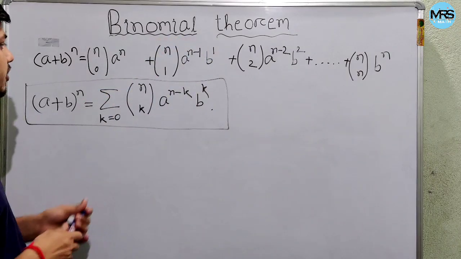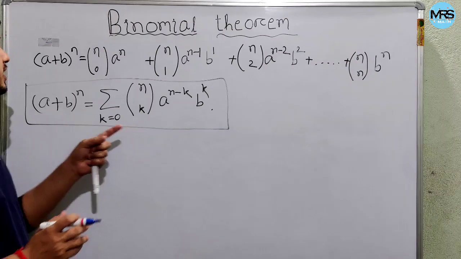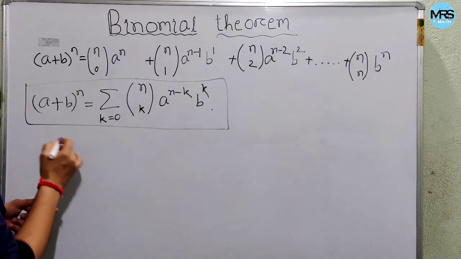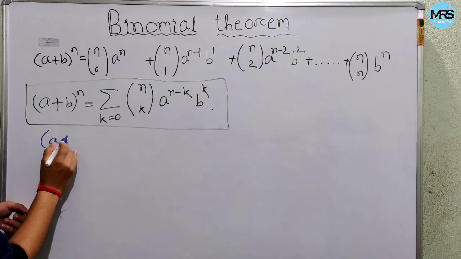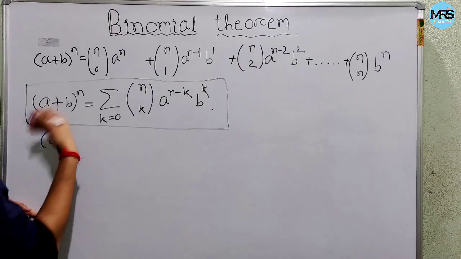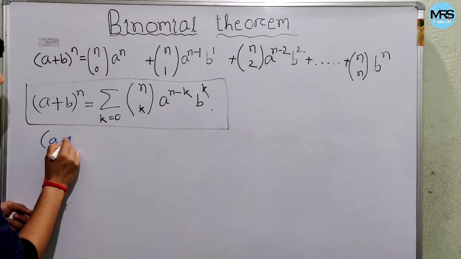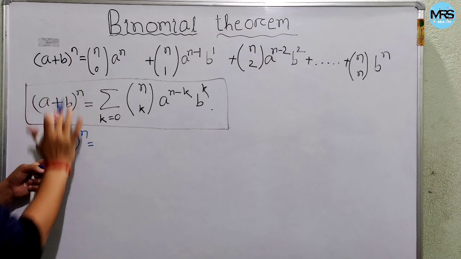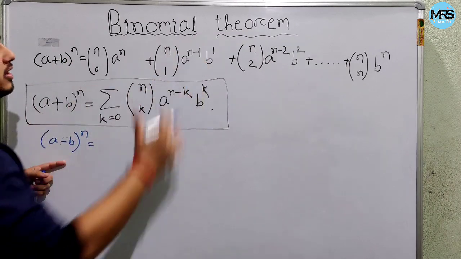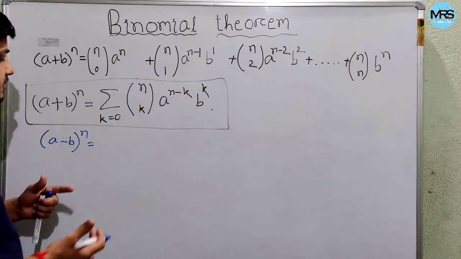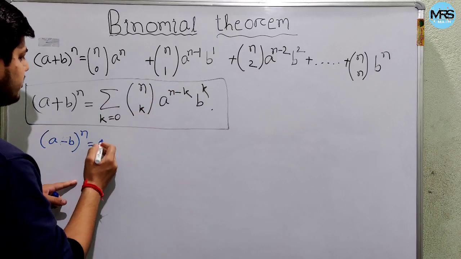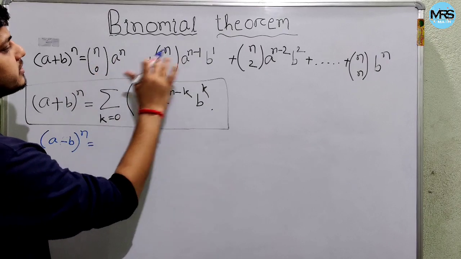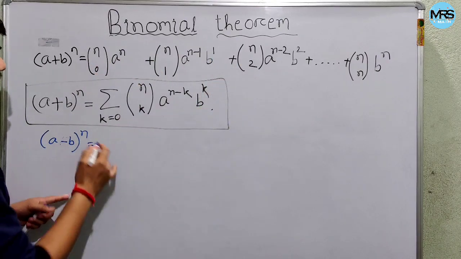Okay students, one thing also: if you replace plus b with minus b, then what will you get? So (a plus minus b) to the power n, that means you can write (a minus b) whole to the power n. We just replaced plus b with minus b, and when you expand, you get the same thing, but first it will be plus, then minus, then plus, then minus. That way it will alternate.